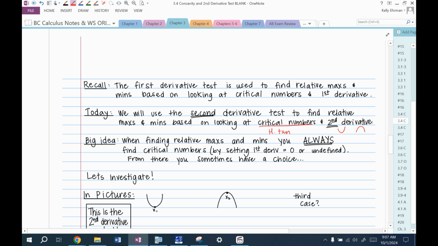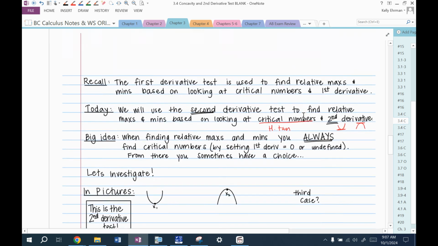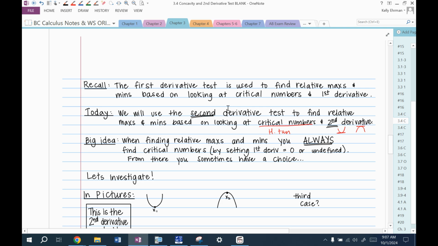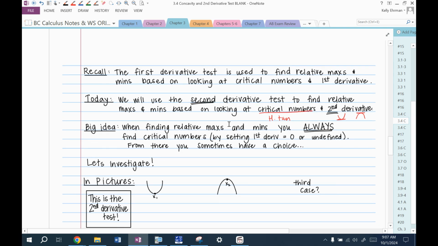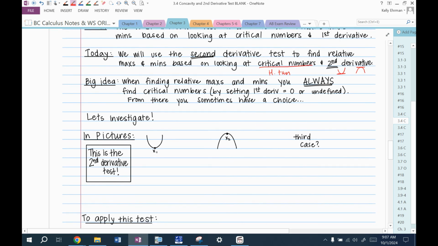Because if you have a horizontal tangent, I have it down here. If you have a horizontal tangent and you've got a function that's concave up, you've got a relative min. If you have a horizontal tangent and a function is concave down, that's a relative max. Okay, so honestly, I don't use second derivative test all that often because sometimes it's inconclusive. So when finding a relative max or min, you always find the critical numbers. So you're always going to set the first derivative equal to 0. And then sometimes you have a choice. You could say, I'm going to carry on with first derivative test, or sometimes it might be nice to carry on with second derivative test. So, okay, here we go.